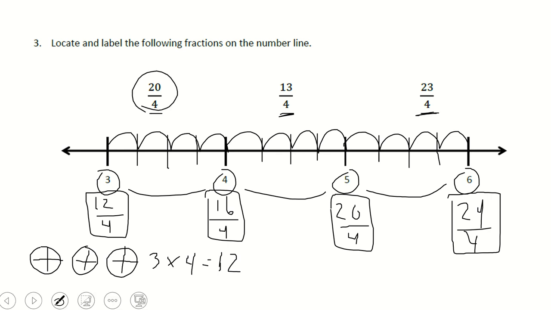So 20 fourths is easy because I have it written down. That's 5 wholes. 13 fourths, well, I can look at 12 fourths and count one more, and that would put me at 13 fourths. 23 fourths is just one less than 24 fourths, so I can put my dot there.